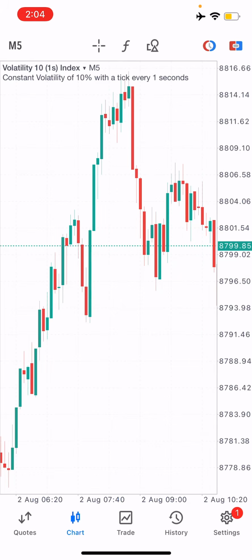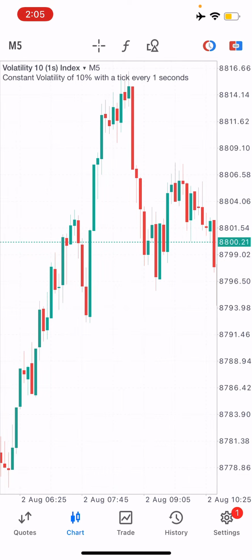So first of all, what is fair value gap? Fair value gap theoretically is just, in short, imbalances and inefficiencies. What do I mean by imbalances and inefficiencies in the chart? The thing is that buyers and sellers always want to be equal. No one wants to be greater than the other.